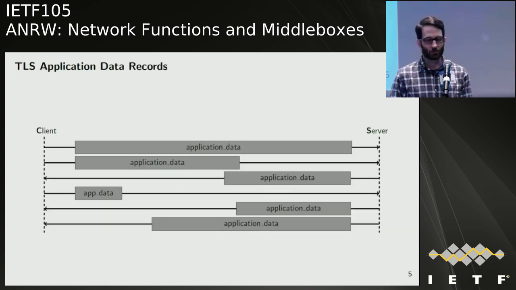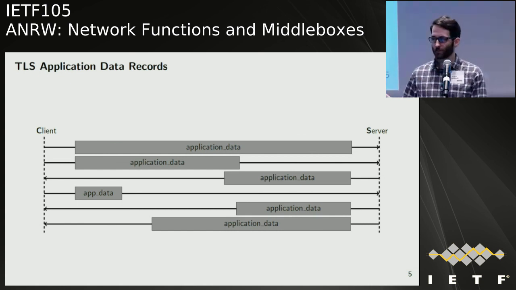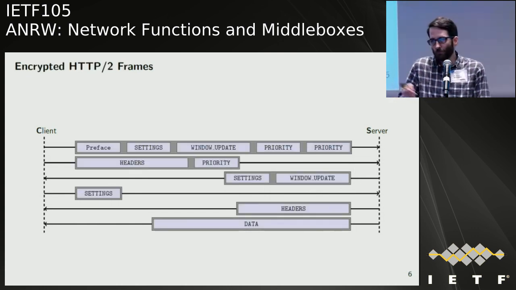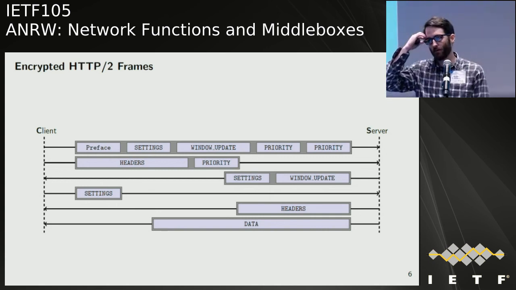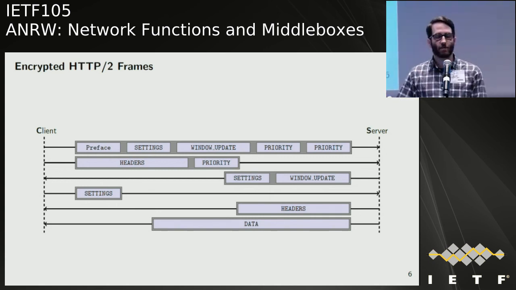And so to level set, after the TLS handshake, this is more or less what we see, a series of application data records between the client and the server. And interestingly, when we actually decrypt that and look at what's underneath, we could have HTTP1, HTTP2. If it's HTTP2, we have a series of all these different frame types where some of it's setting up the connection, and then the client is actually requesting some data from the server in a headers frame, and then there's a little bit more setup, and finally the server sends its headers response and the data.